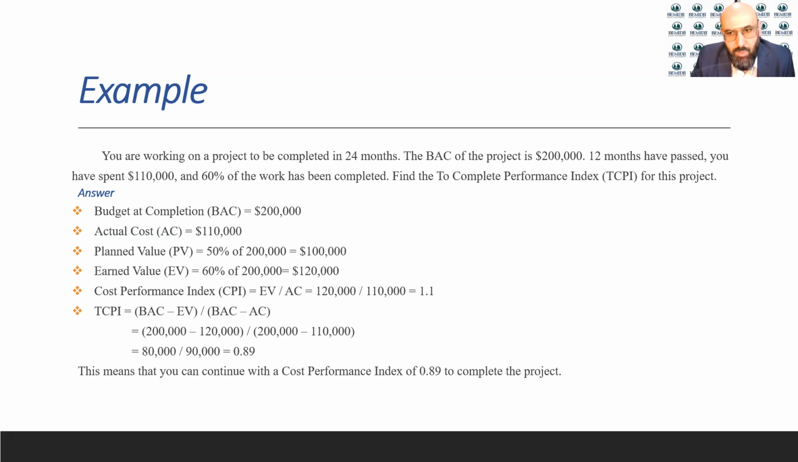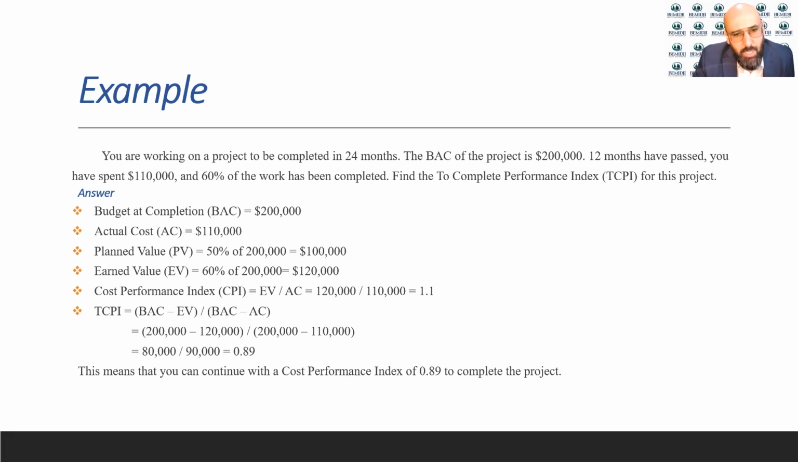You see it right there in the question, so we are 50% finished with it. So 50% times 200 would give the planned value of 100,000. Earned value: the 60% comes from the question again, 60% of the work has been completed. 60% times the 200 will give you the earned value of 120,000.